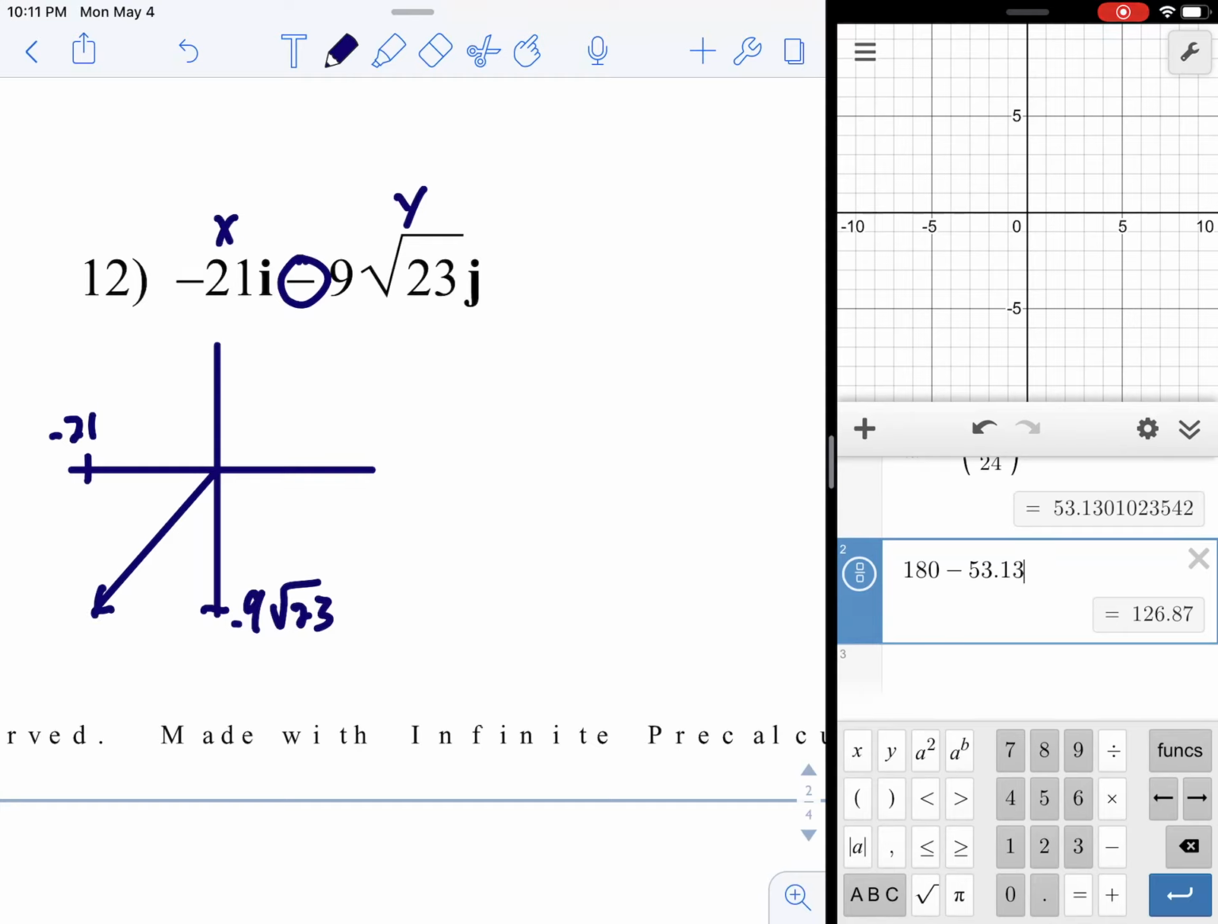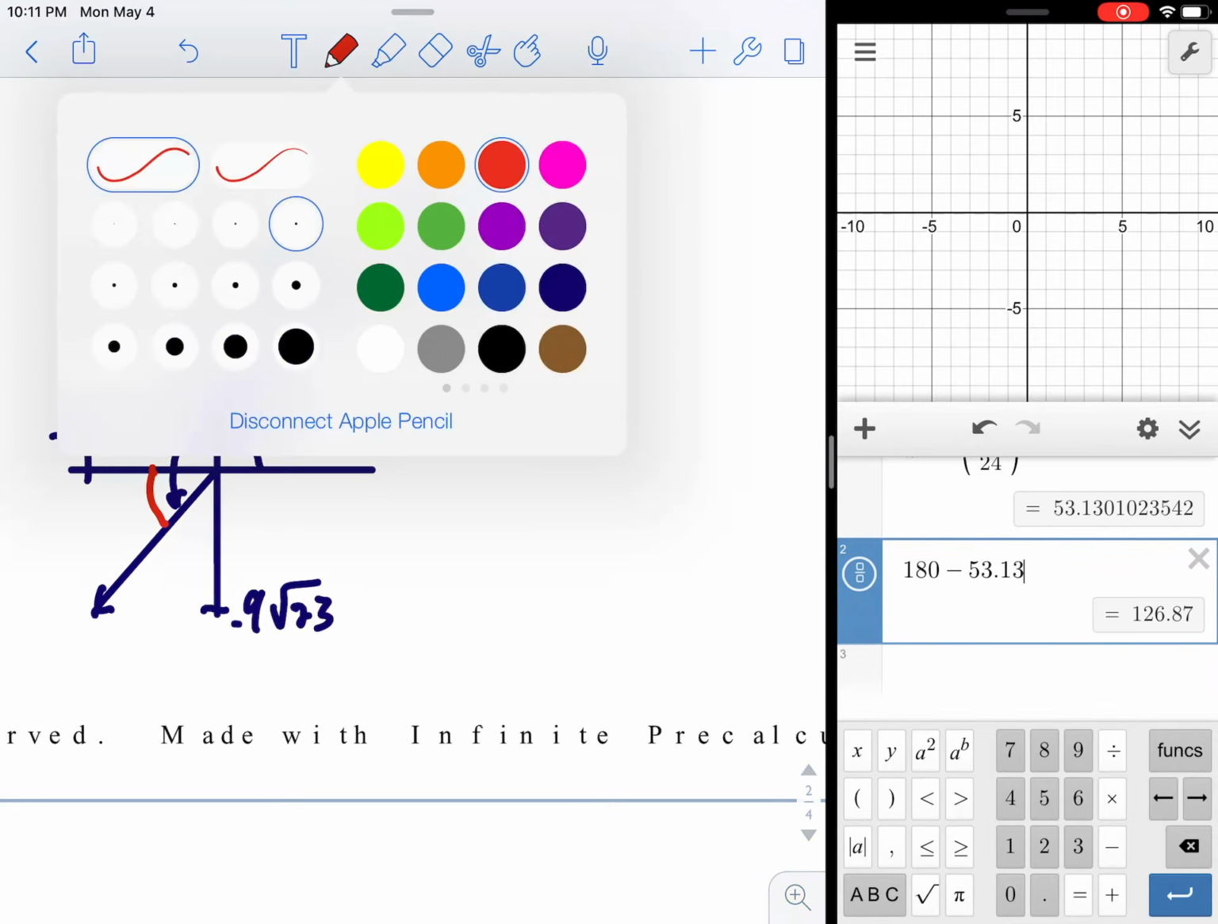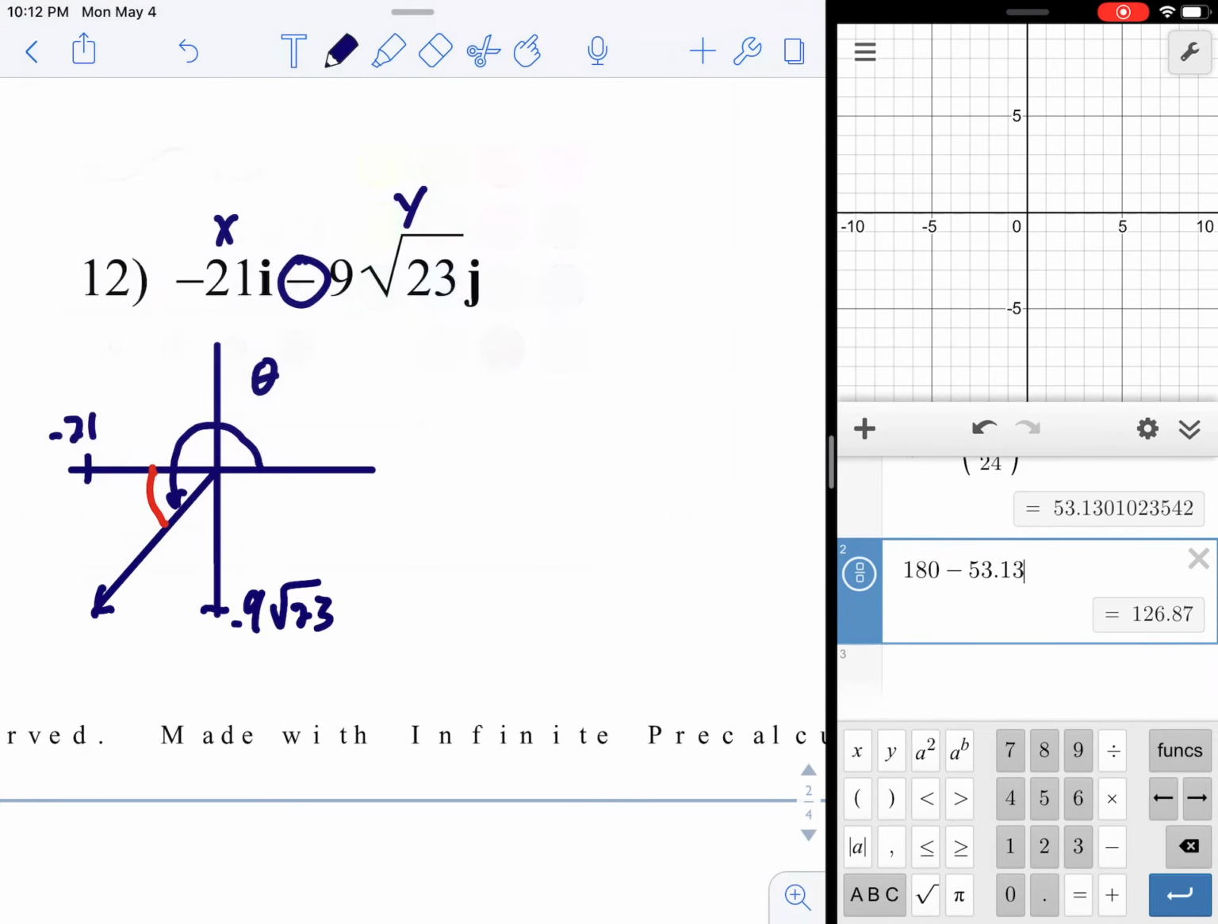Now to find our vector angle, we need this angle right here, again from the positive x-axis rotating around. That's our vector angle. That's our theta. When we do the tangent or inverse tangent step, it's going to just be treating this as a right triangle, and it's only going to be giving us that angle right there. So my first step only gives me this angle. Let me go ahead and do that.